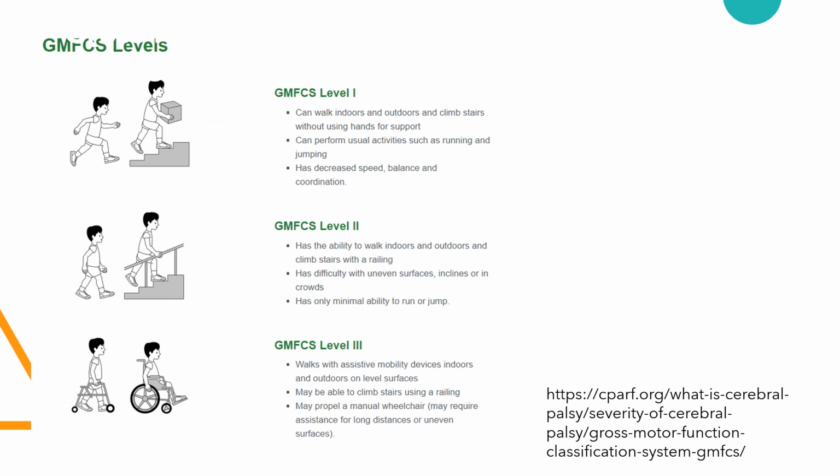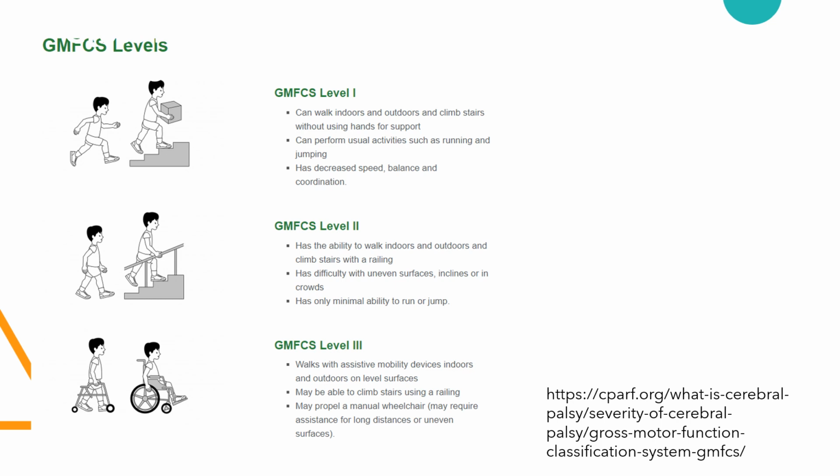Level 1, individuals at this level can walk without limitations. They may have slight abnormalities in coordination, speed, or balance, but their mobility is generally unrestricted. They can perform most activities of daily living independently.